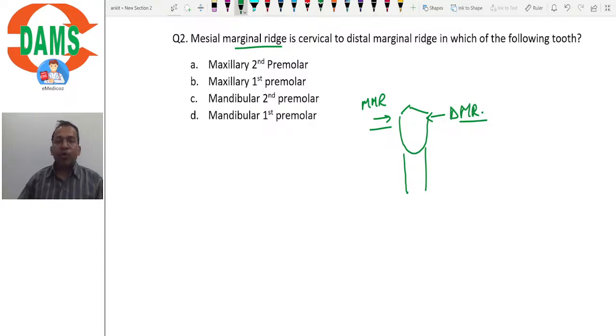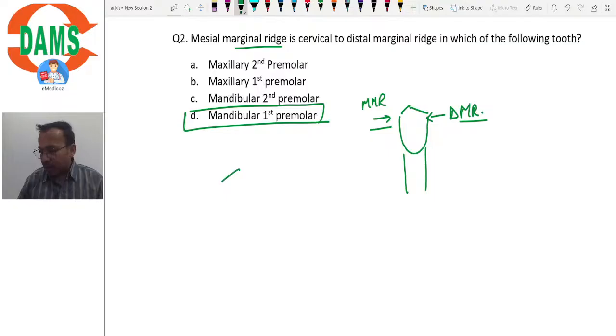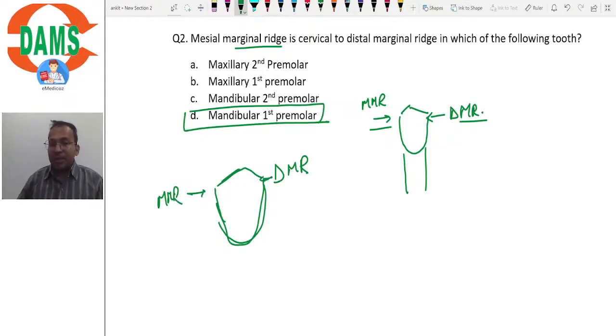So this holds true for all the teeth except for one tooth. Which is that tooth? Right, the mandibular first premolar. In the mandibular first premolar, the mesial marginal ridge is apical to the distal marginal ridge.